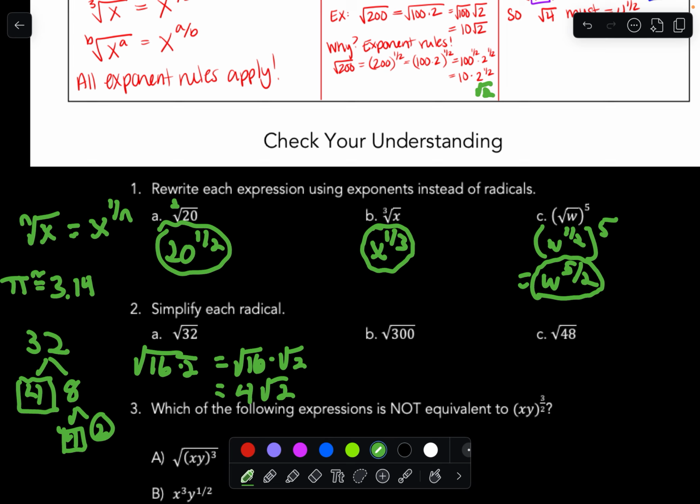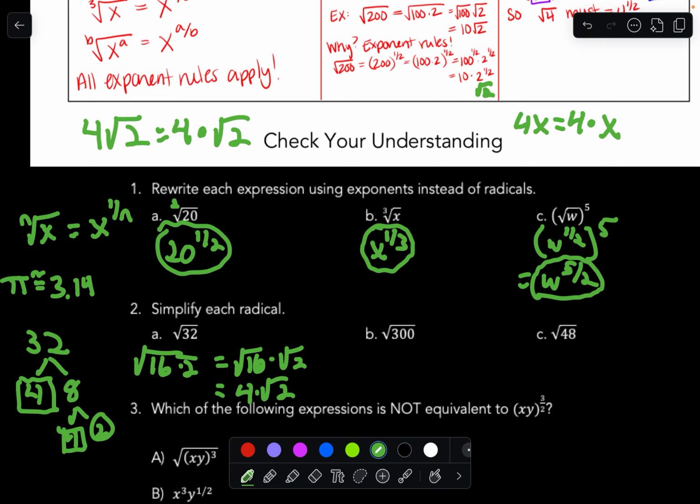Notice you don't need the dot between the 4. You could put a dot here to force people to remember that's multiply. But if you see a number written like this, that is the same thing as saying 4 times the square root of 2. Just like 4x is the same thing as saying 4 times x. We just don't write the little dot for multiplication.